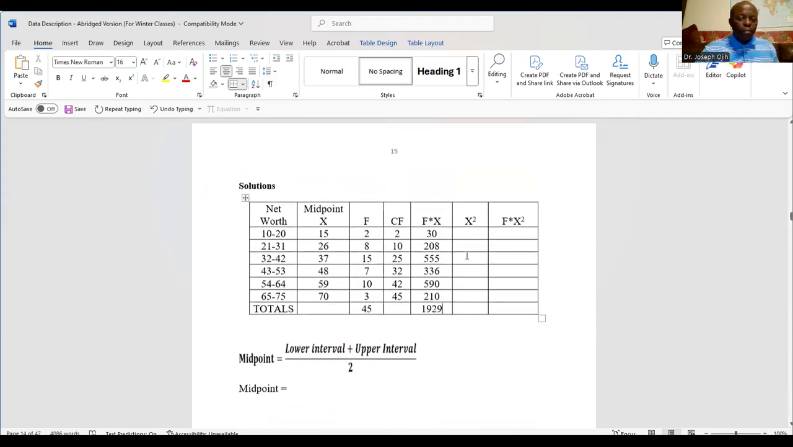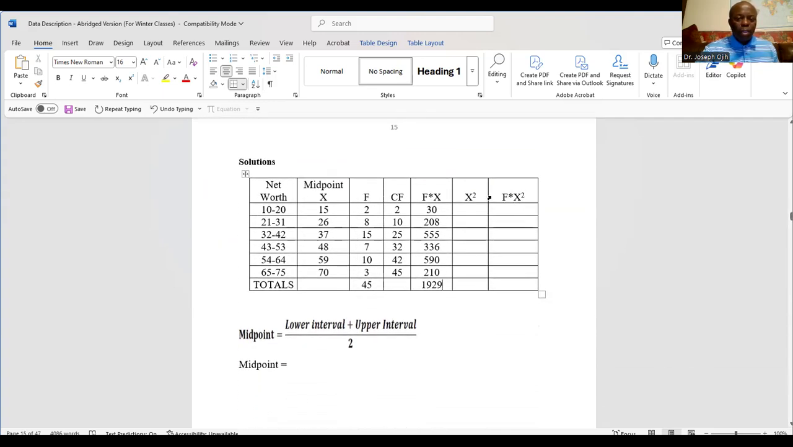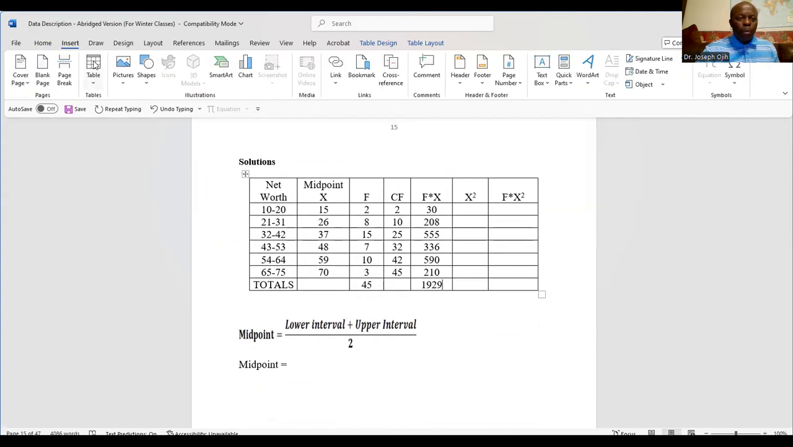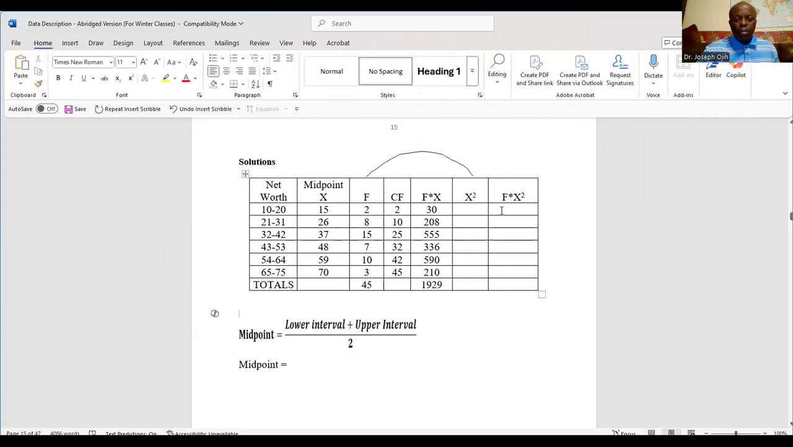I mean frequency times x squared, which means that you'll be multiplying this frequency here times x squared in order to get this. But to get it, you need to get the x squared first. X squared means x times x. So this is an x right here. So 15 times 15 will give us 225.